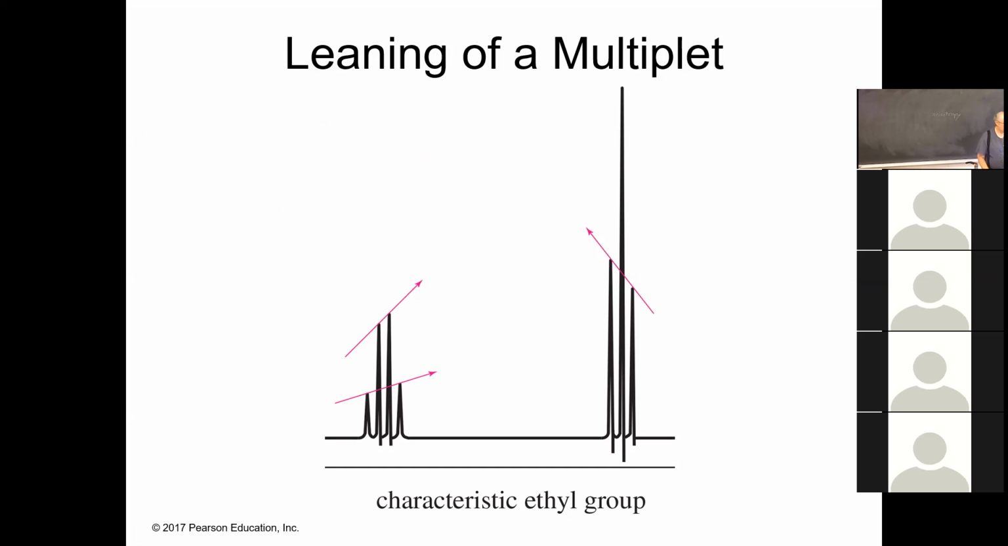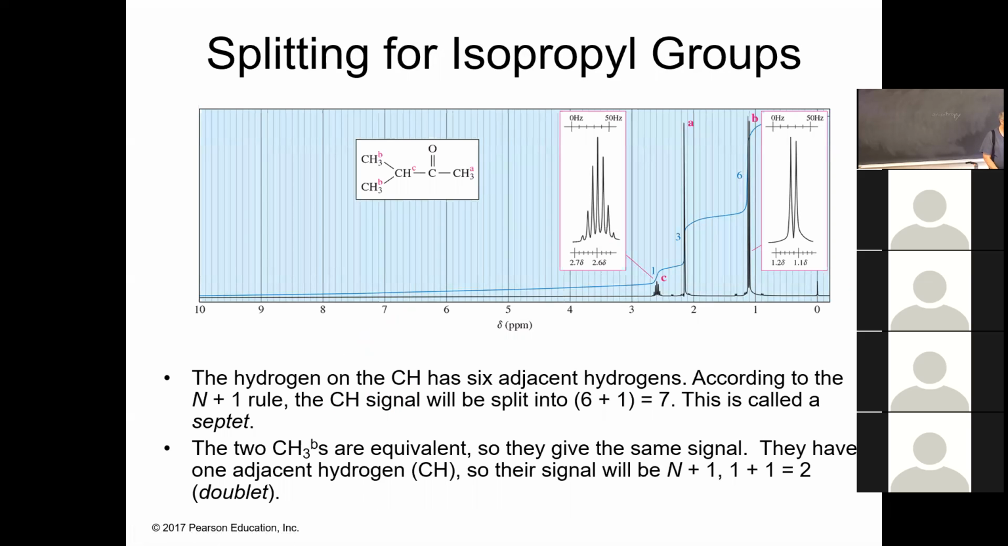If 2 multiplets or 2 split signals are split by each other, they will lean toward each other. Notice this is not exactly symmetric. A very common splitting pattern is a triplet and quartet. That's an ethyl group. Another common splitting pattern is a doublet and a septet. That is an isopropyl group.